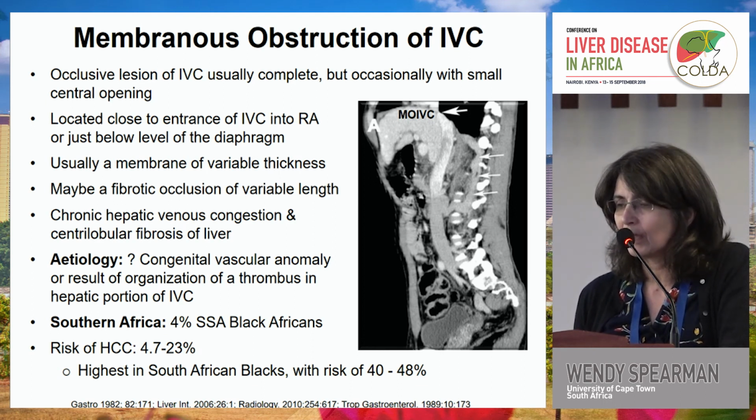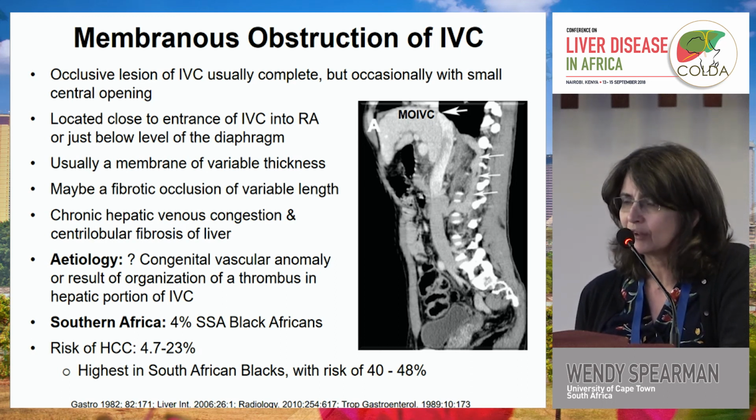Southern Africa has a very high incidence of 4% in sub-Saharan black Africans, and the risk of HCC ranges between 4 and 23%, with the highest in South African blacks with a risk between 40 to 48%. And once again, this requires sophisticated imaging to be able to diagnose this.